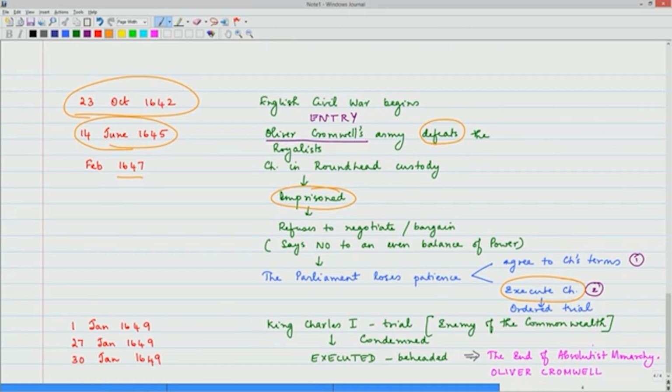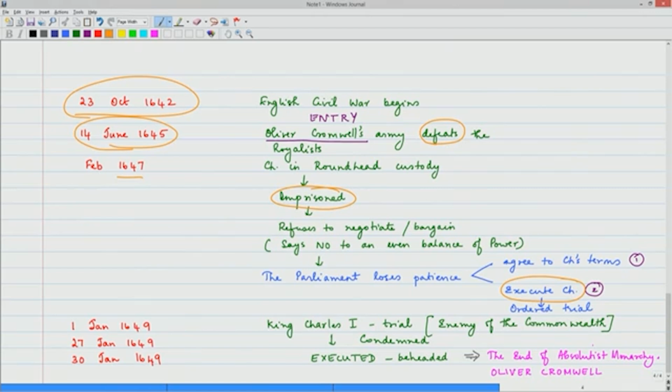Nobody knew how to go about the procedures. Nevertheless, the trial is ordered. In fact, according to the laws of England at that point of time, no king could be tried in a court, because no court had that kind of authority over any monarch. Anyway, the trial is ordered, and we find the trial happening on 1st Jan.